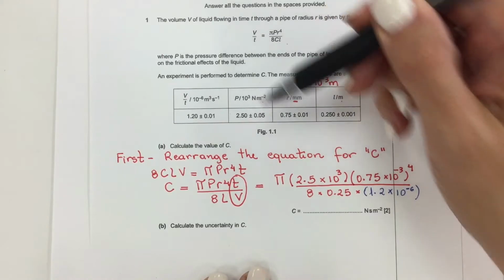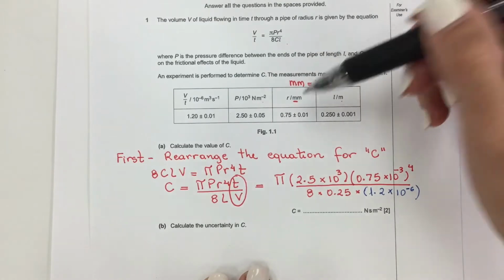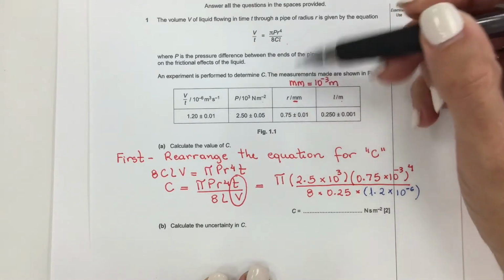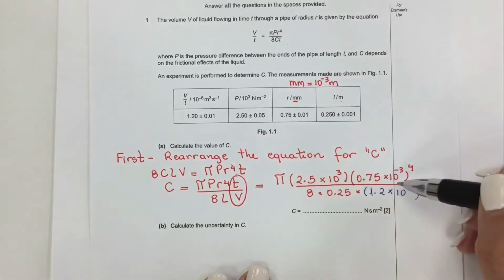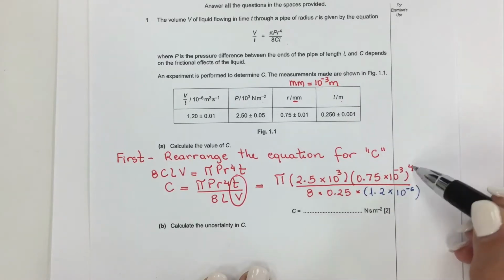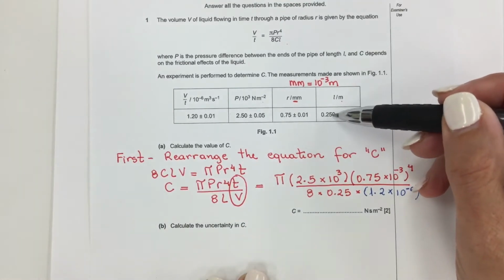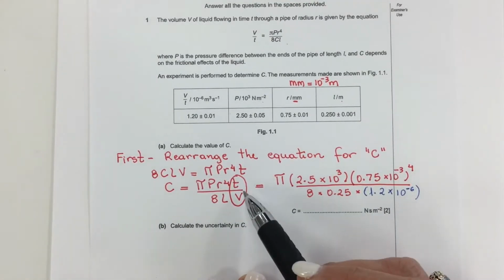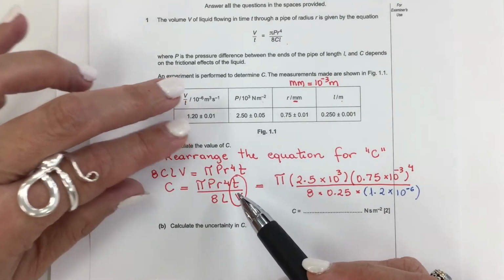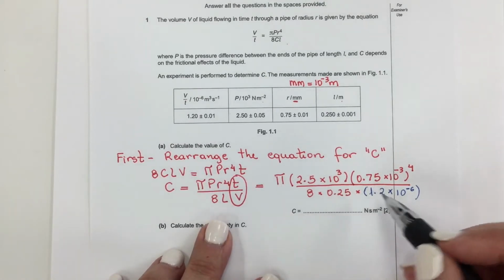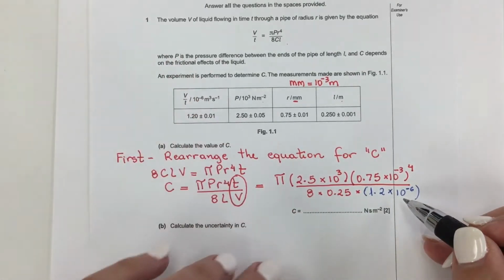So P here, 2.5 times 10 to the 3rd. r is right here, 0.75. Now remember that we need to convert to just meter, so times 10 to the minus 3. All these to the 4th power over 8 times L, 0.25. Now again, it's t over V, but I have here V over t. So I just write the value on the denominator because it is inverted.